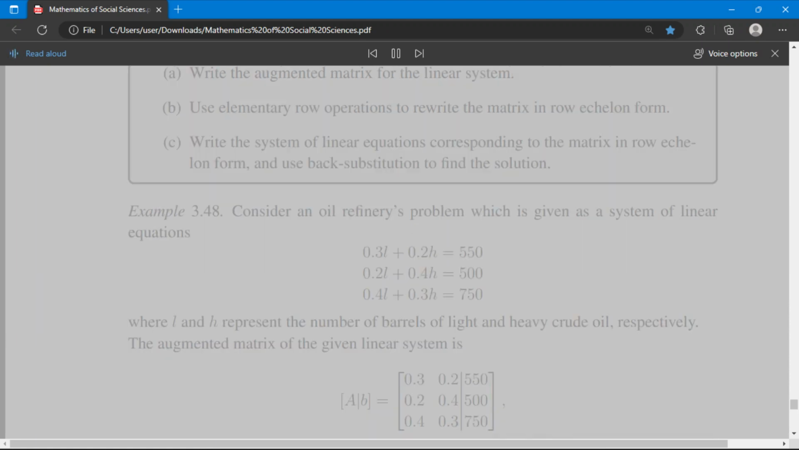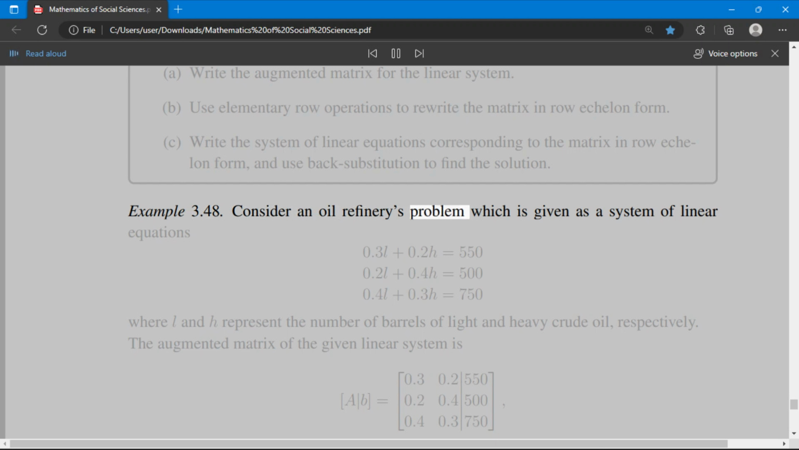144. Gaussian elimination. A. Write the augmented matrix for the linear system. B. Use elementary row operations to rewrite the matrix in row echelon form. C. Write the system of linear equations corresponding to the matrix in row echelon form, and use back substitution to find the solution.